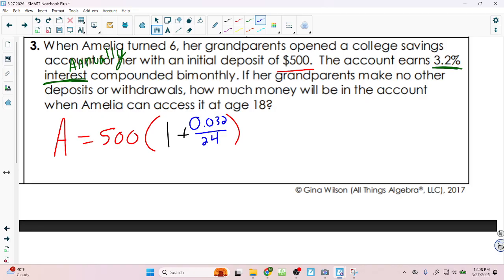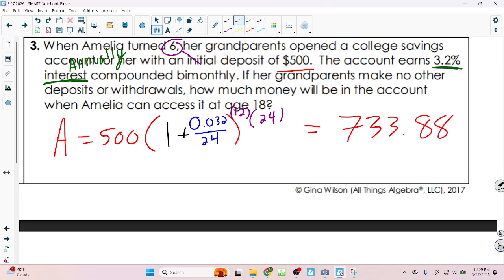Okay, she's going to turn 18, so she's going from 6 to 18. That is 12 years, so that's 12 times 24, 24 times every year. I hate when that does that. Okay, no problem. 12 times 24. That's better. So that's basically what we got to punch in. So 500, 1 plus 0.32 over 24, 24 times 12. That should come out to 73388. Feel free to check me, but I think it's good. 73388 is the amount.